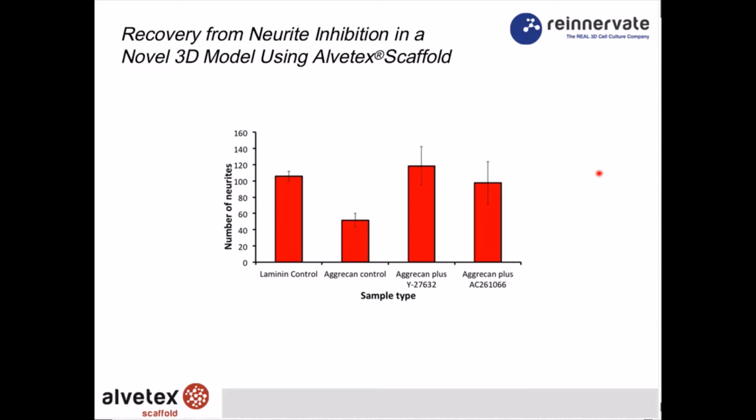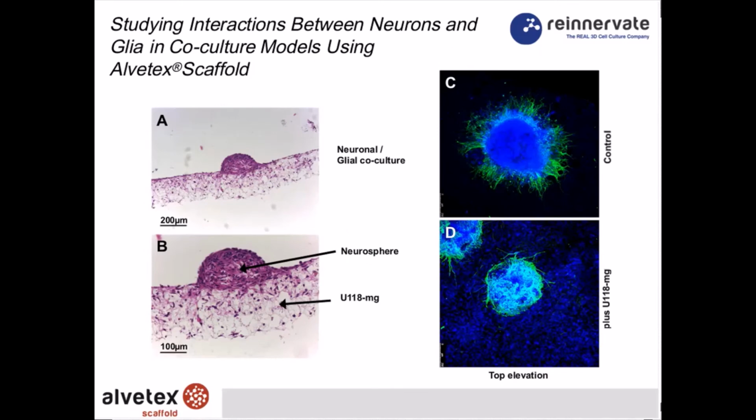But we can take this one step further using Alvetex technology, and we can do a co-culture studying how the neurons interact with the glial cells. And this is what we've done here. We first of all established a culture of glial cells inside Alvetex for 7 days, and then seeded onto the surface the neurospheres.